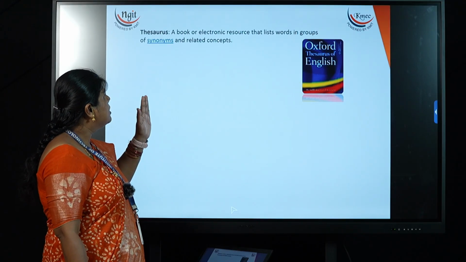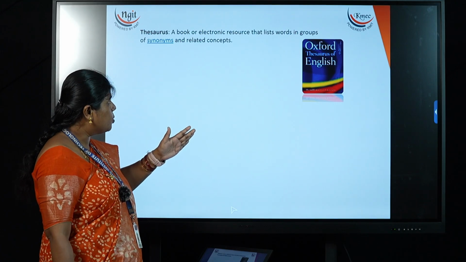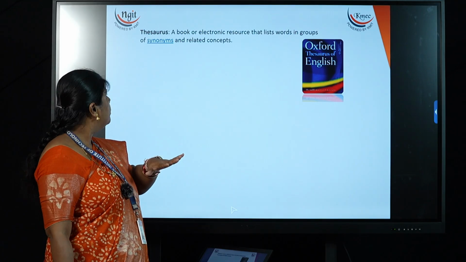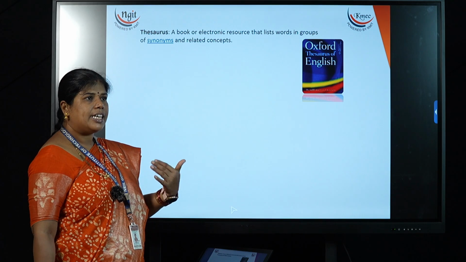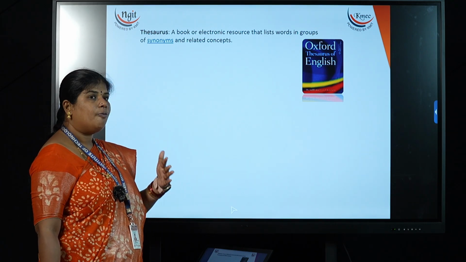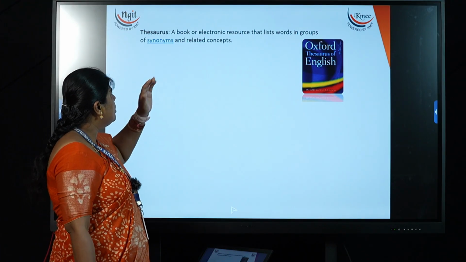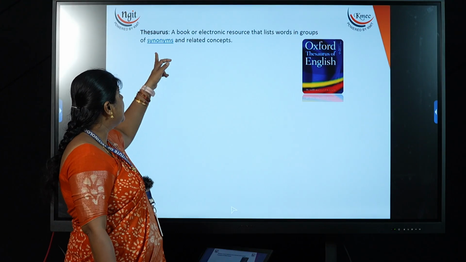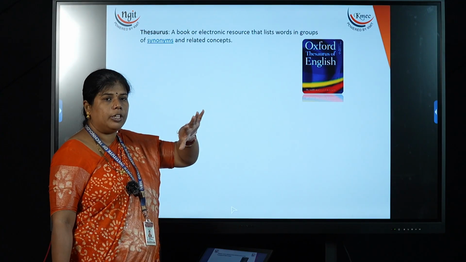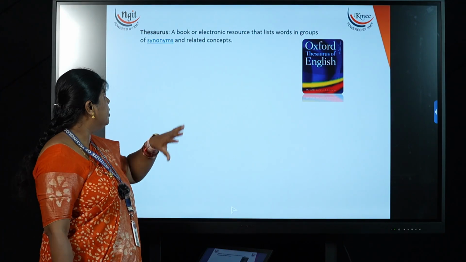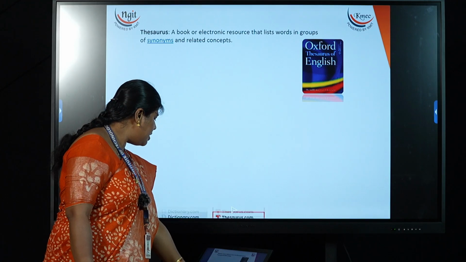A thesaurus is a book or electronic resource that lists words in groups. Means it is just like a dictionary. Now in a dictionary we get the meaning of any word, but here in a thesaurus what am I getting? I am getting the synonyms of a particular concept or word. Now what do you mean by synonym? That is a similar term.